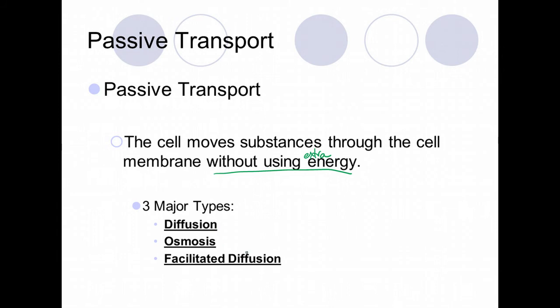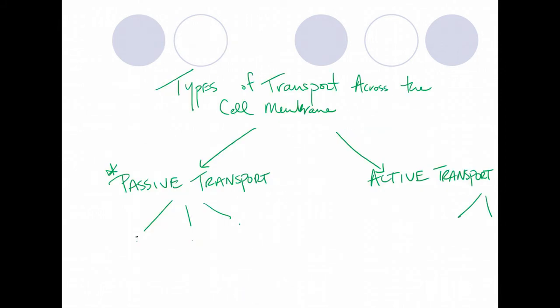And if you need to pause if I'm going too fast, please feel free to pause or rewind. I'm going to go back to this slide and go ahead and write these in. So the first type is diffusion, which we alluded to last class, or 2 classes ago really. The second type is osmosis, and the third kind is facilitated diffusion. Okay, so this whole section of passive transport and these 3 types are what you need to know for class next time.